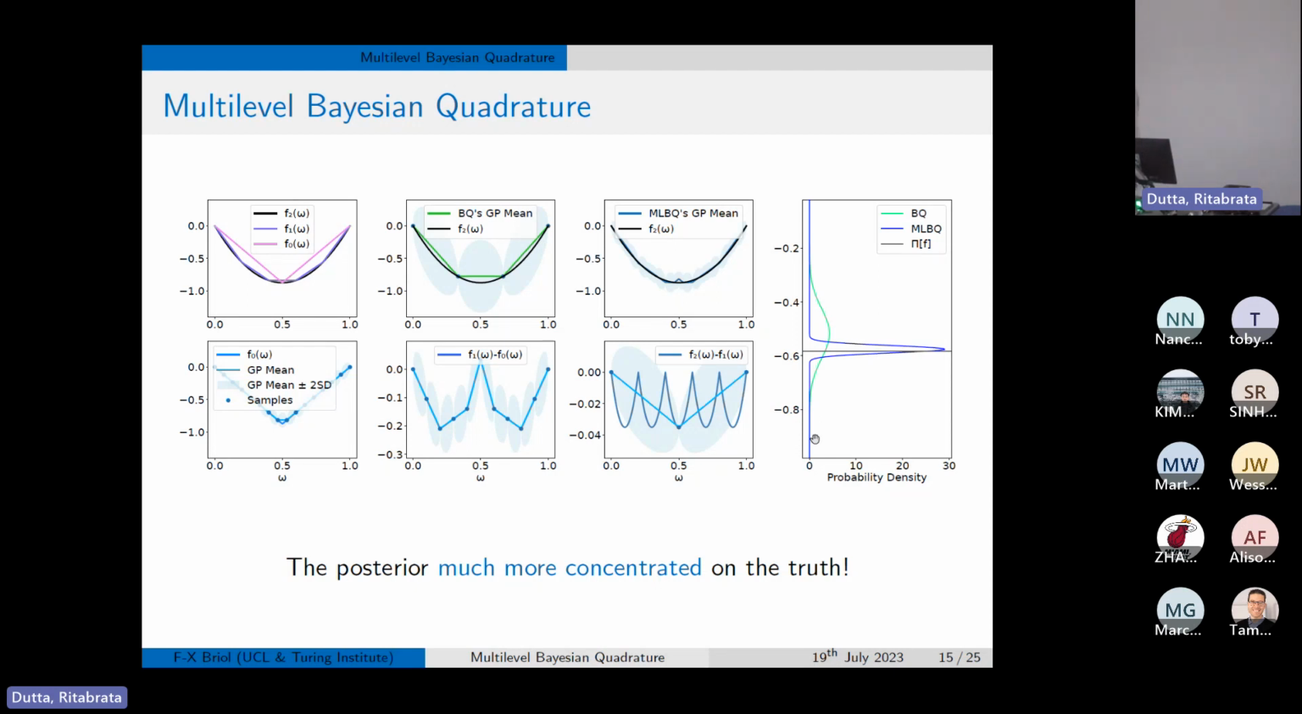Okay. Now, what multi-level Bayesian quadrature does is it's going to do Bayesian quadrature for each of these terms in this telescoping sum. And we're going to put a prior GP on each of these integrands. It's going to be fairly simple because all of them are differences of approximations of the same thing. So the mean is going to be 0. And we only need to think a bit about the covariance function.